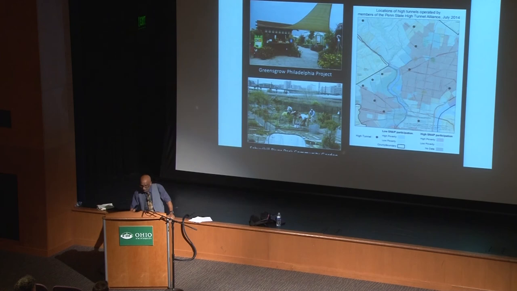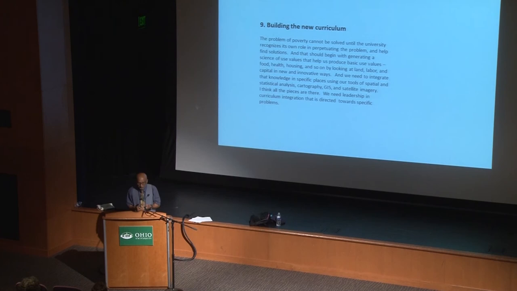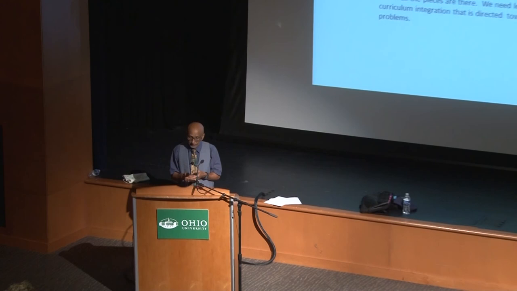The problem of poverty cannot be solved until the university recognizes its own role in perpetuating the problem and helps the solution. And that should begin with generating a new science, a science of use values, that helps us produce food, health, housing, and so on by looking at land, labor, and capital in new and innovative ways. We need to integrate that knowledge in specific places using our tools of spatial analysis, statistics, cartography, GIS, and satellite imagery.